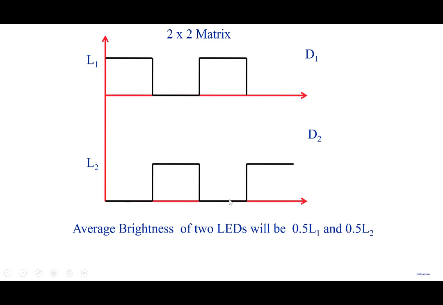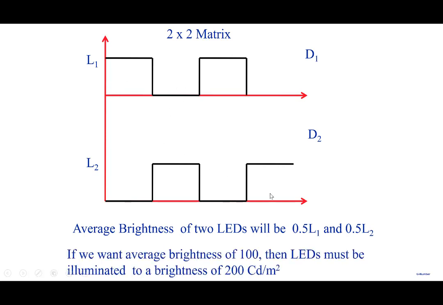So now you can see a problem. With 2 rows it is okay, the average brightness has become 0.5. And so if you want the eye to see a brightness, which is measured in units of candela per meter square, of 100 candela per meter square, well, then the LED has to be lit up to a brightness of 200 candela per meter square, twice as bright, so that the average brightness is 100.